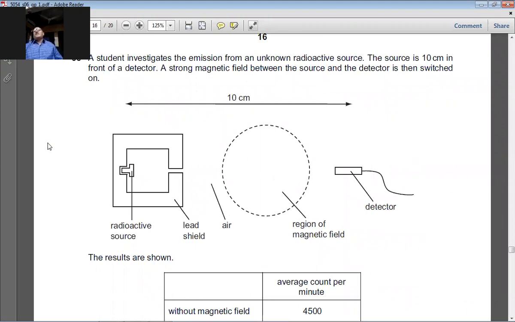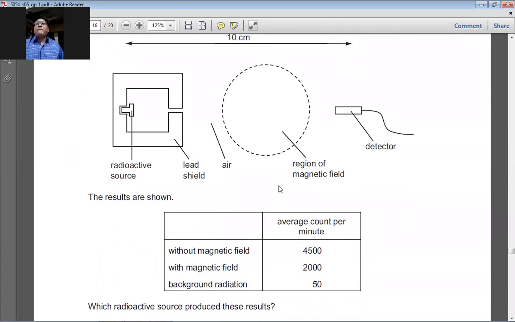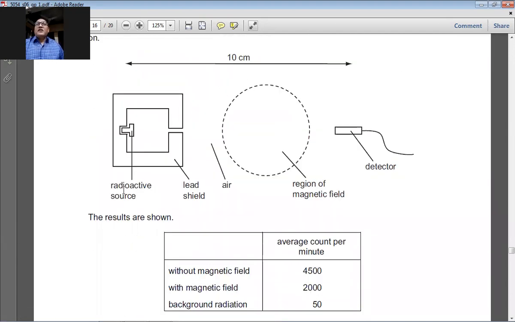A student investigates the emission from an unknown radioactive source. The source is 10 centimeter in front of a detector. A strong magnetic field between the source and the detector is then switched on. Okay, so a strong magnetic field is here. So here we have a radioactive source and we have a lead shield. And here you have the region of the magnetic field. Here we have a detector.